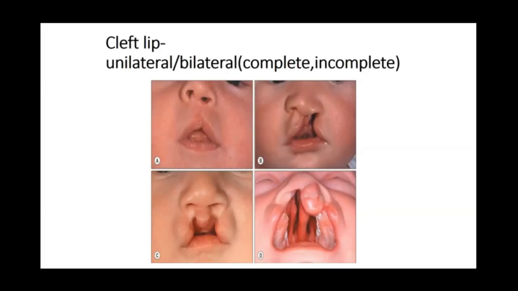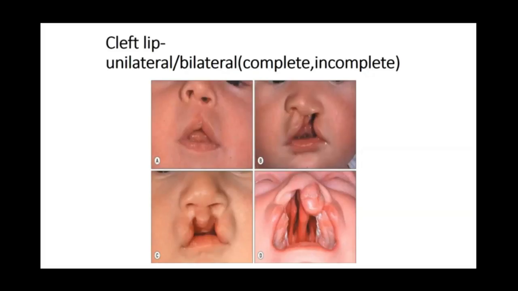Same is the case with this. The maxillary processes have not fused together. In the center, the medial nasal is there, very good, neatly placed, but the maxillary process does not meet the medial nasal processes. So you have a cleft on both sides on the upper part. So that is a bilateral cleft, right?